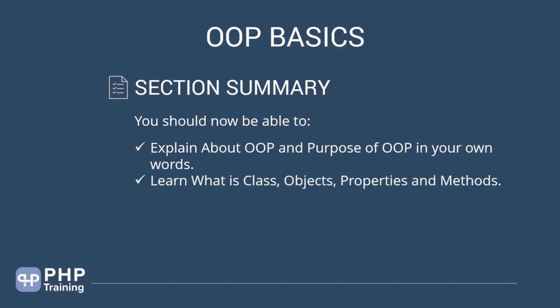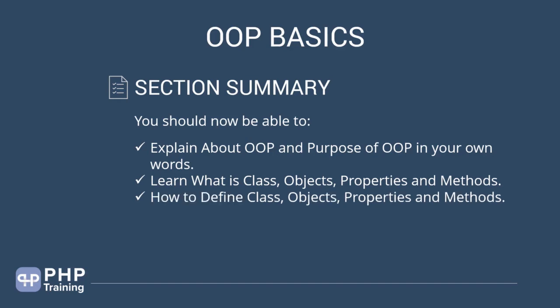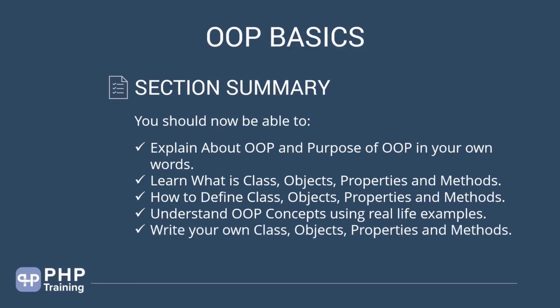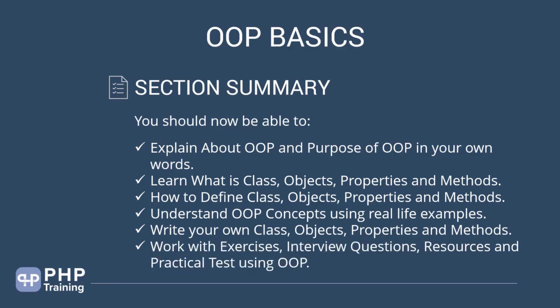You should learn what is class, object, property and methods. You should be able to define them, and you should understand the OOPs concepts using some real life examples. You should be able to write the class, object, properties and methods. This is a very important step. I hope you have done the exercises and assignments, because you have to learn how to write a class and how to define the objects. Once you understand this, then you can start learning some new concepts and implement them. Well, that's all the lecture for this section, and I'll see you in the next one.